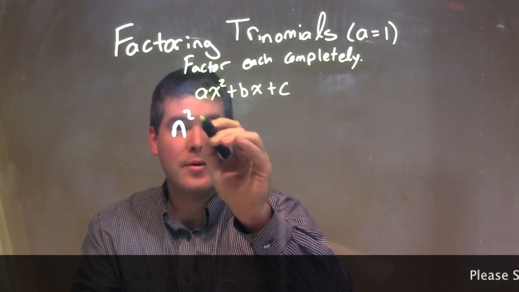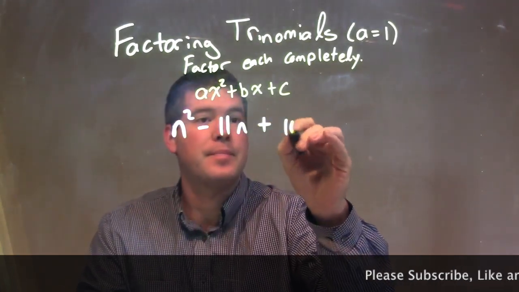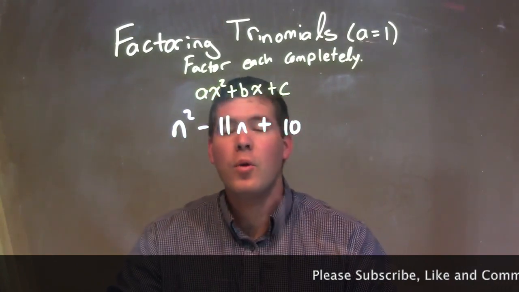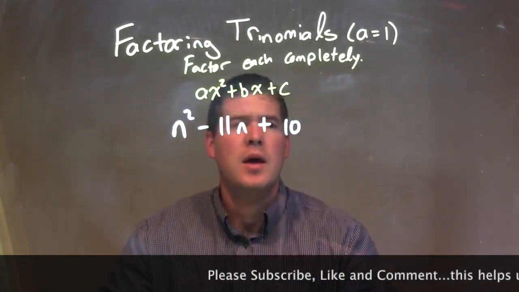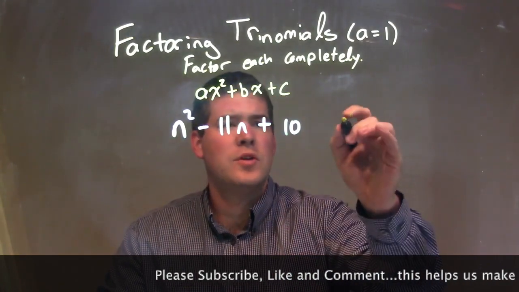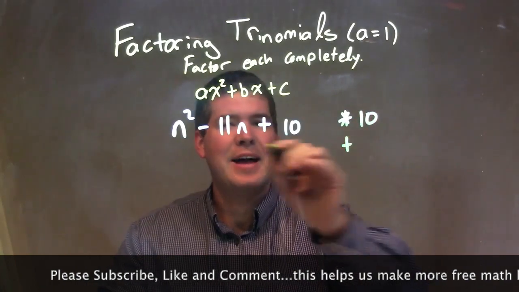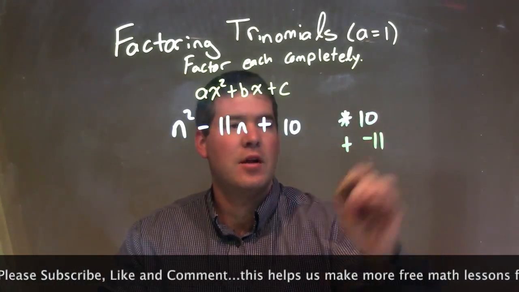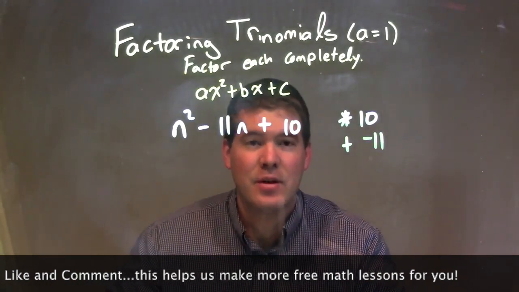n squared minus 11n plus 10. Okay. Now, we have an a value of 1, right? The coefficient in front of the n squared. And so we're going to ask ourselves this. What two numbers multiply to be our c value, that 10, but add to be a negative 11?